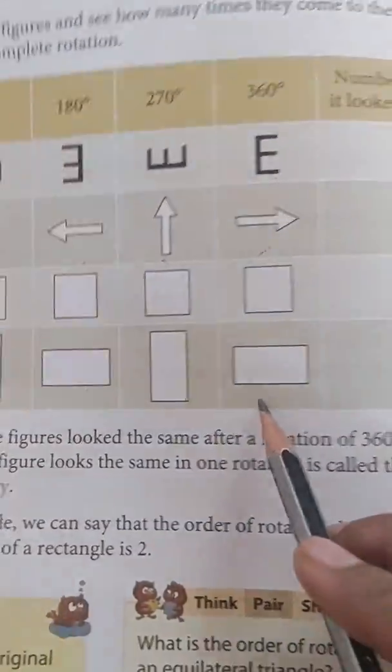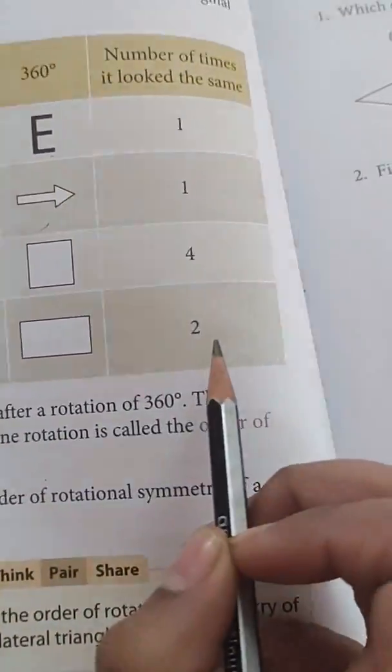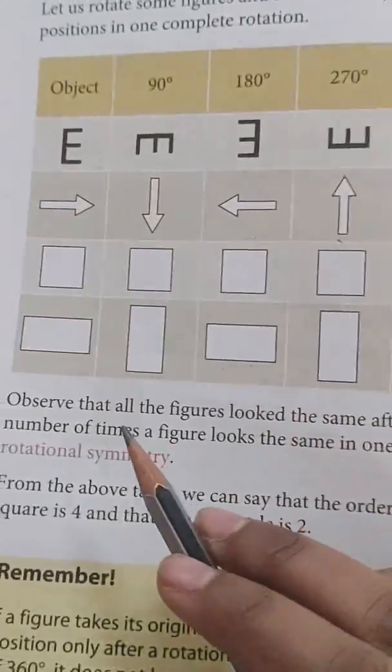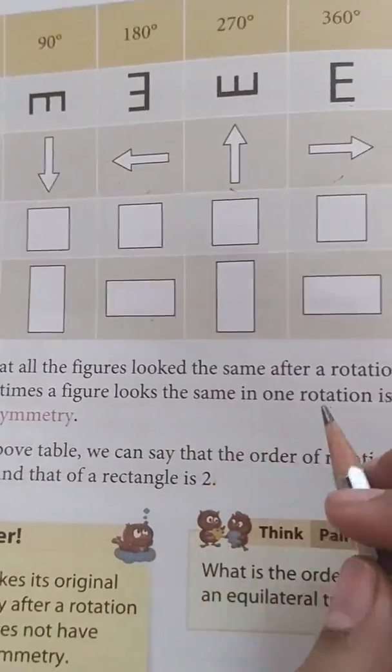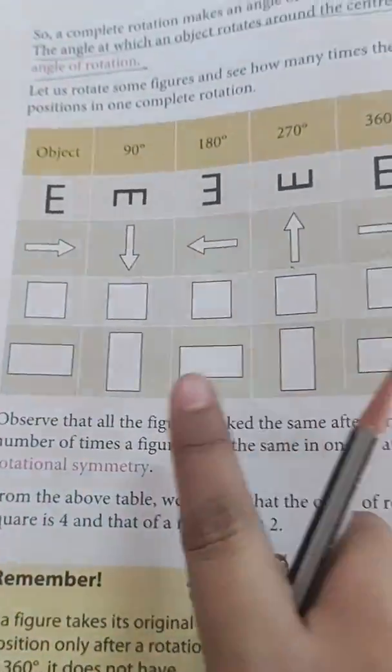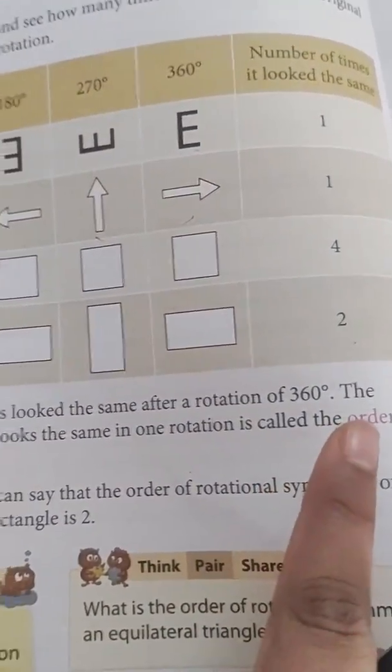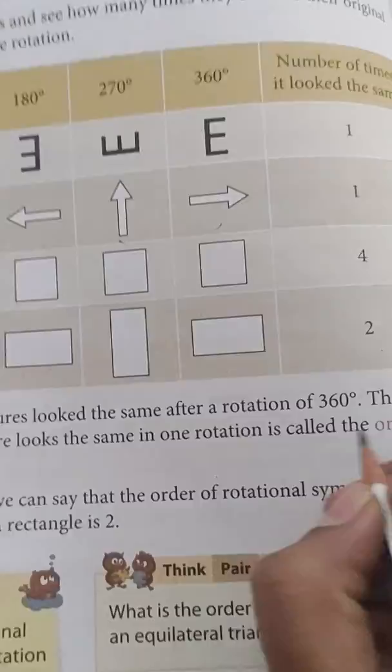At 360 degree, 180 degree, it is looking similar, so 2 times. So observe that all the figures look the same after rotation. After 360 degrees you are getting the same figure. So rotation 360 degree.